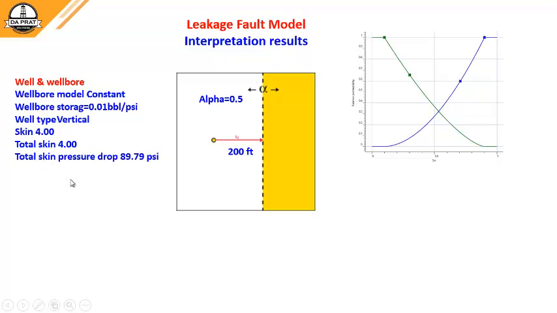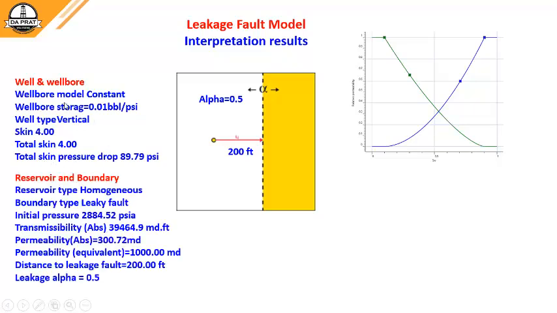and the wellbore storage model, constant in this case. And here we have the boundary type. The reservoir type is homogeneous, and the boundary type is a leaky fault at about 200 feet from the well, and a leakage of 0.5. It's quite a conductive fault.